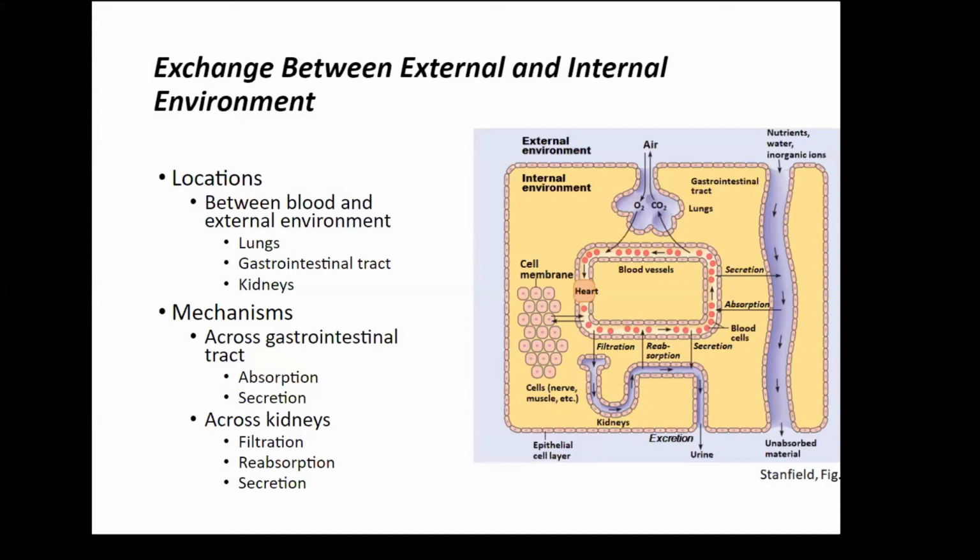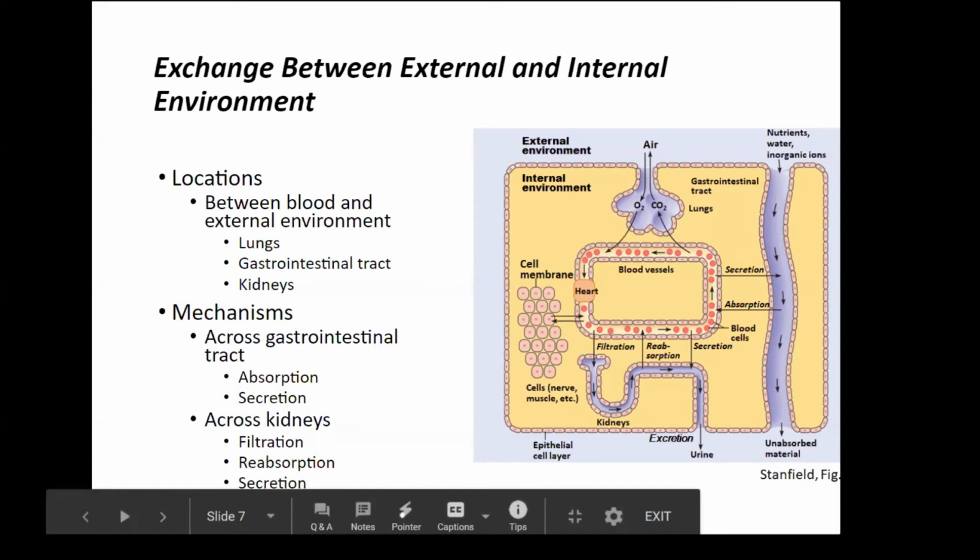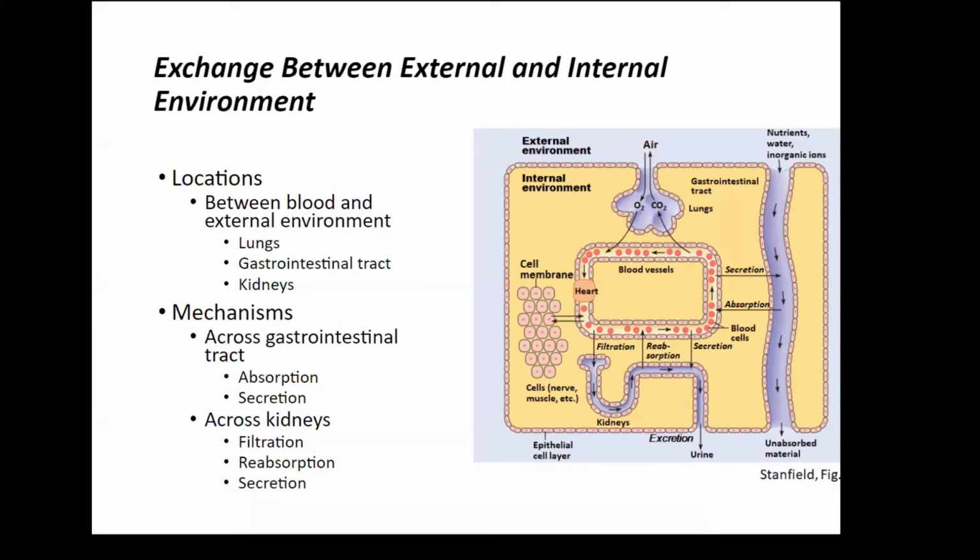Then we'll have additional specialized mechanisms happening basically in the GI tract and the kidneys. So that's where our absorption, so into the body, and secretion out of the body are happening, as well as some specialized function of the kidneys: filtration, moving from the blood into the kidneys, reabsorption, moving from the urinary tract into the blood, and secretion, just like in the GI tract, moving from the blood to the external environment. We'll talk about each of those specialized terms as they become relevant.